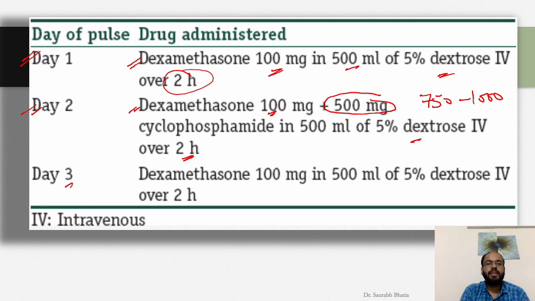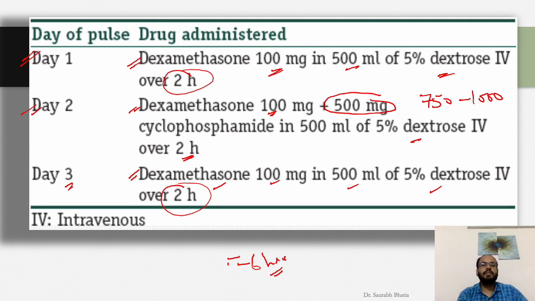Okay. And on day 3, the day 1 regimen is repeated with dexamethasone 100 mg in half a liter of 5% dextrose over the course of 2 hours. Now there have been modifications in which people have said that over the next 5 to 6 hours infusion can be tried, but remember the peak plasma level is achieved in 1 to 2 hours, so it's better to give over 2 hours. Okay.